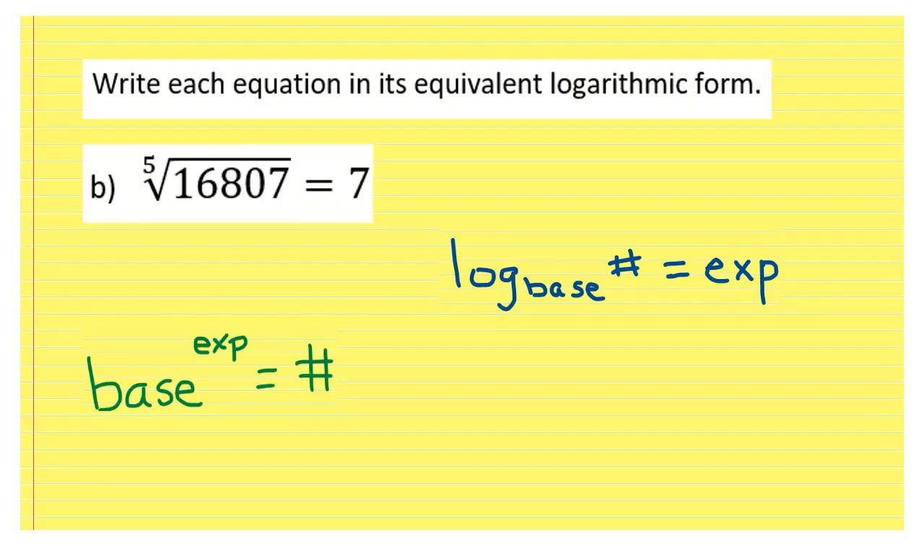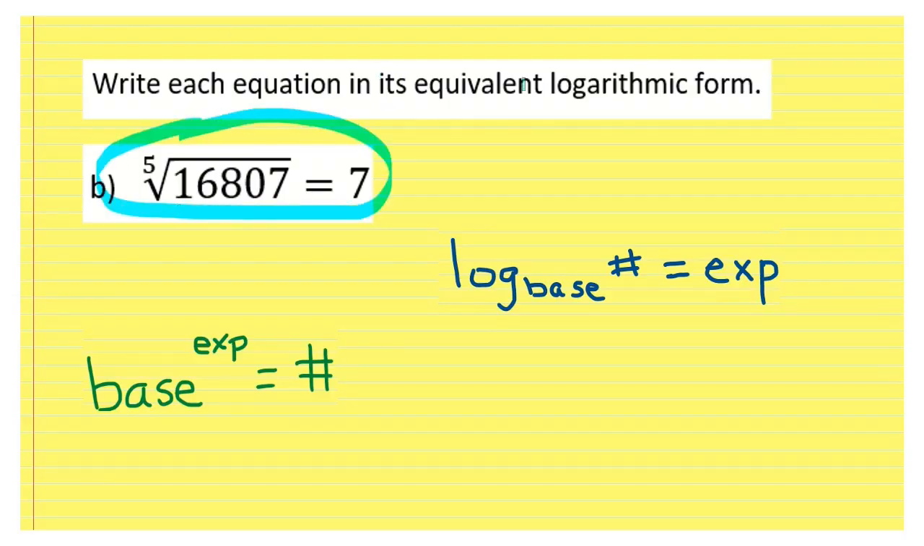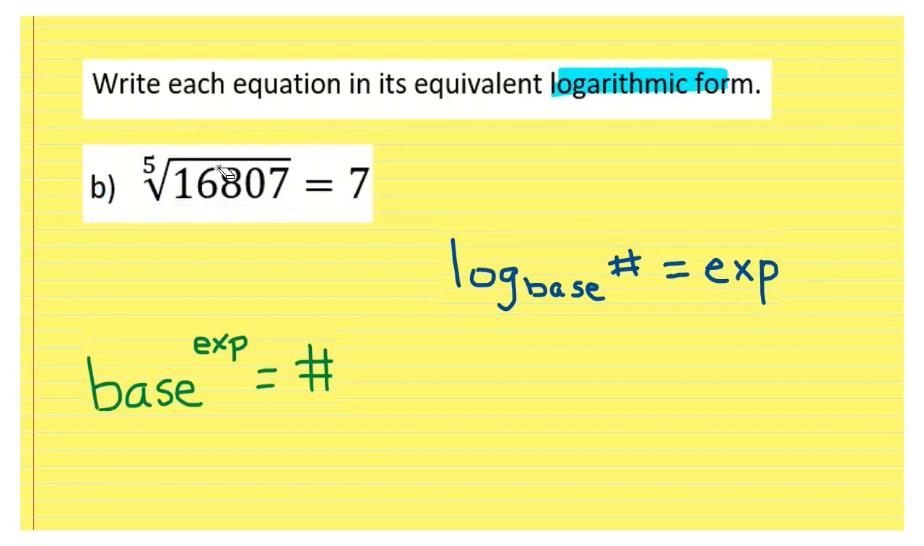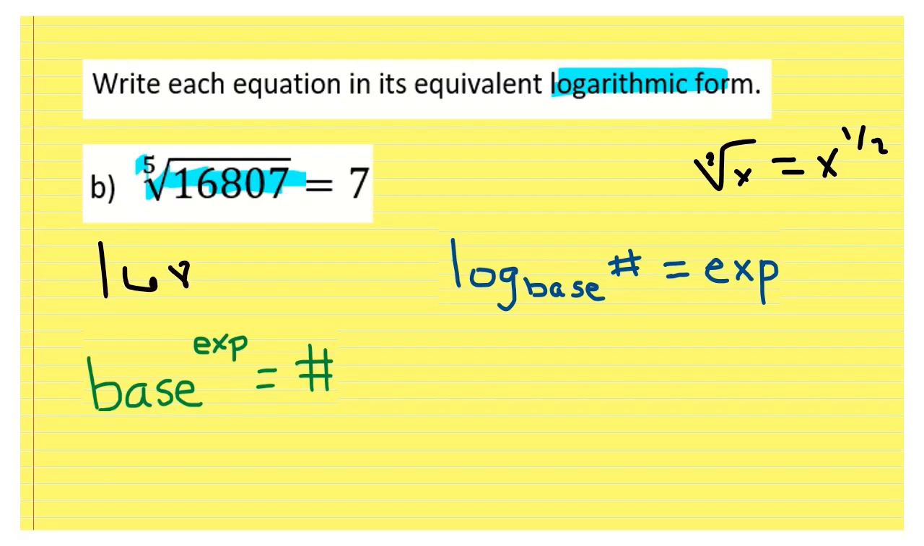This one wants us to also write the exponential form in its equivalent logarithmic form. But this one's going to take just a tiny bit of extra work because it lists it as the fifth root of 16,807. So we just need to remember that if we have like the square root of x, that can be written as x to the 1/2 power because it is a square root. So we're going to rewrite this one as 16,807.